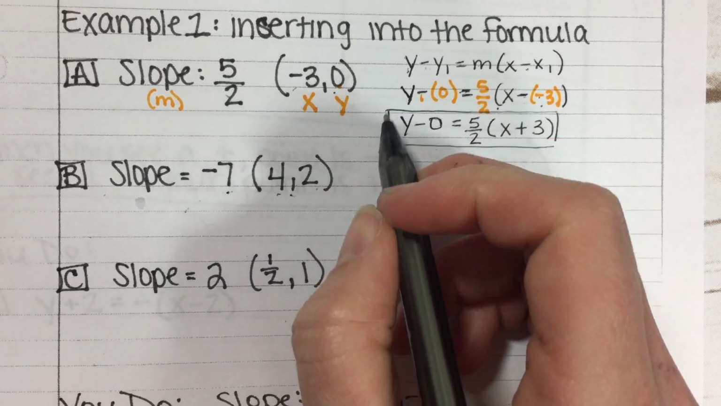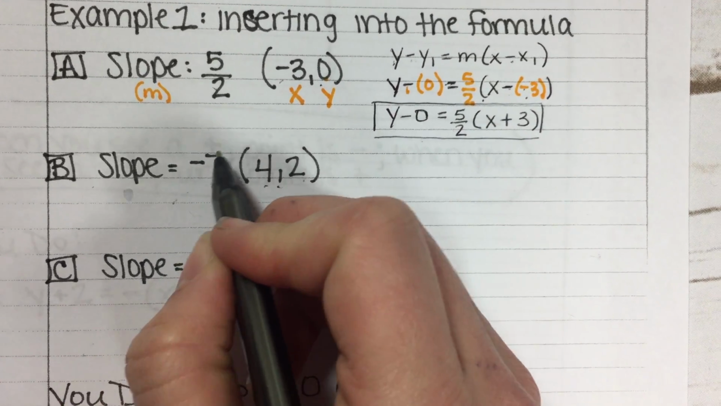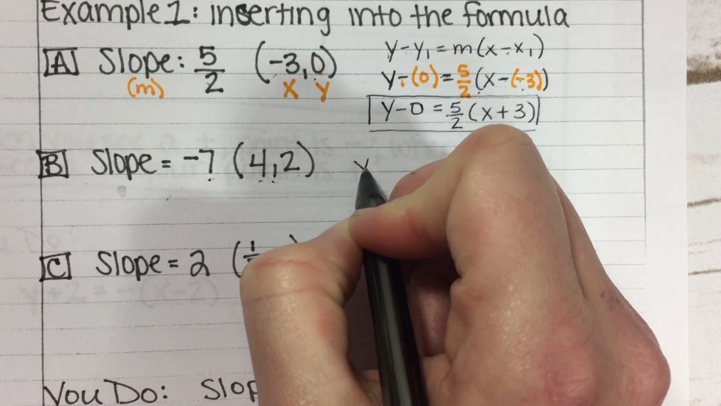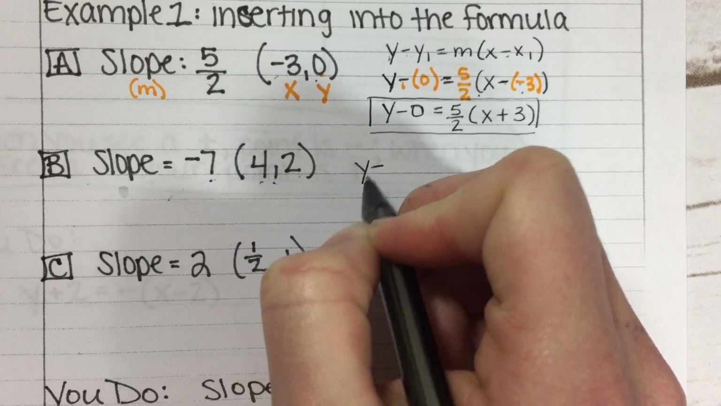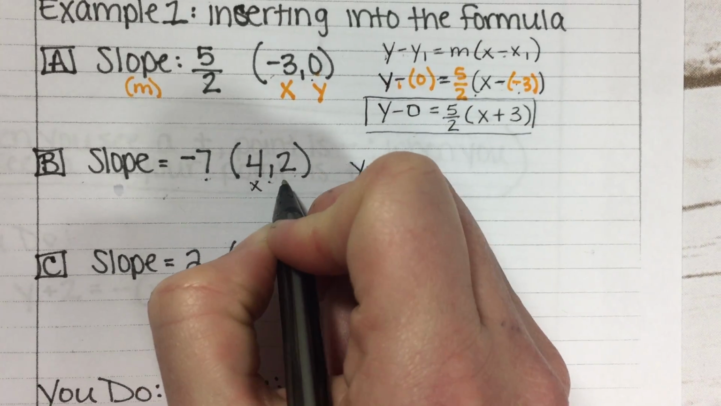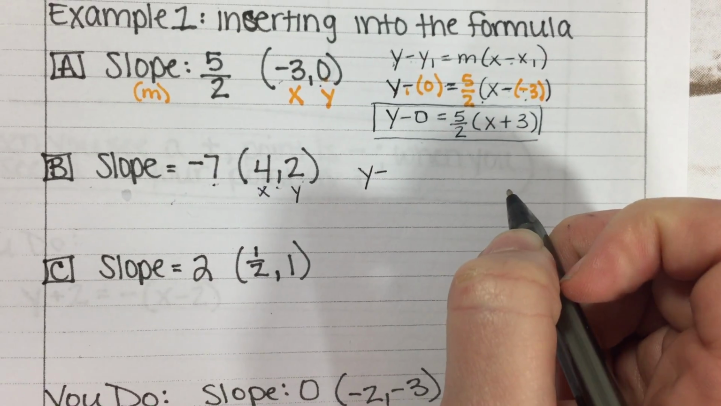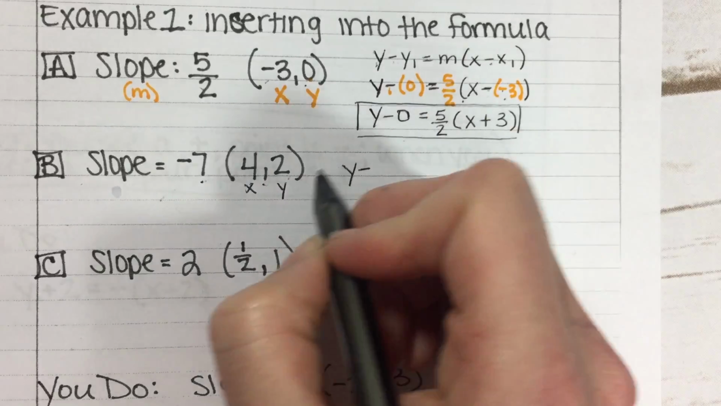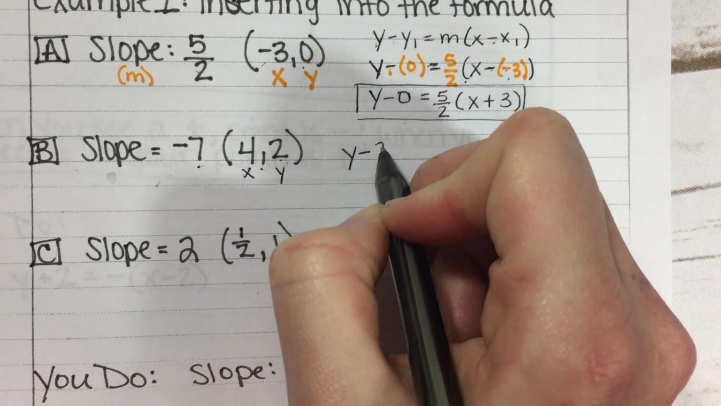All right, and we're going to keep taking a look at this. So let's take a look. We lead with y minus. I need my y1 value. If I need to, I label my x and my y just in case I've forgotten. So my y1 in this case is what number? Yes, it is the 2.